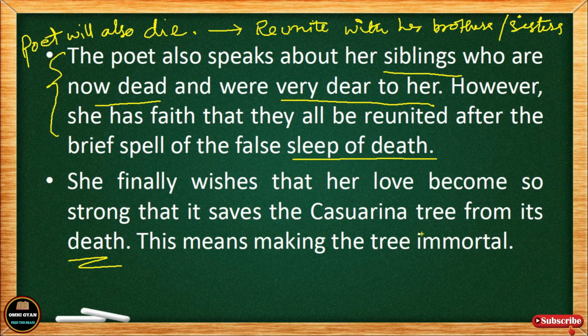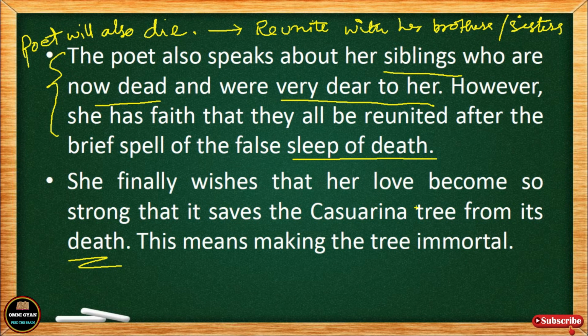Hum log kehte hai na ki tumko hamari nazar lag jaye, hum log kehte hai na tumko meri umar lag jaye. When we wish somebody happy birthday, we tell that person ki meri nazar tumko lag jaye, meri umar tumko lag jaye, right? It is our love for that person that we say like that. So similarly here also the poet is telling that meri jo umar hai wo bhi is casuarina tree ko lag jaye, aur is casuarina tree ka jo umar hai aur lamba hota jaye aur ye kabhi na mare.